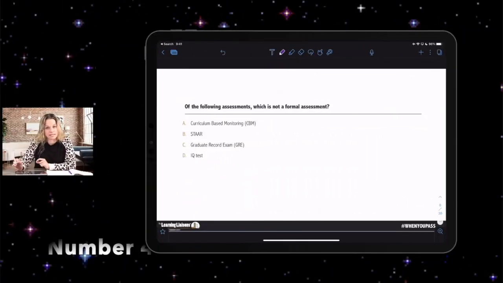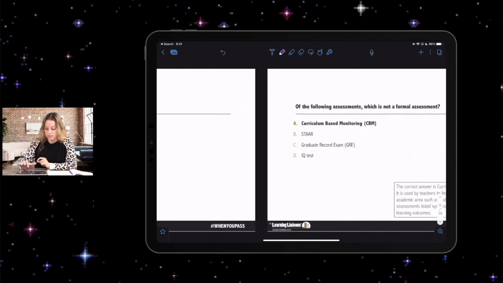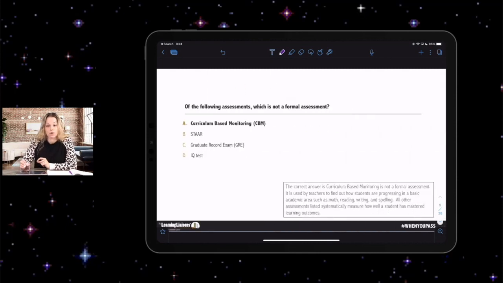Of the following assessments, which is not a formal assessment? Curriculum-based monitoring, STAAR, graduate record exam, or an IQ test? Okay, when we're looking at the question, we have to focus in on not. So I know what a formal assessment is, but I want to make sure that I'm talking about something that is not a formal assessment.